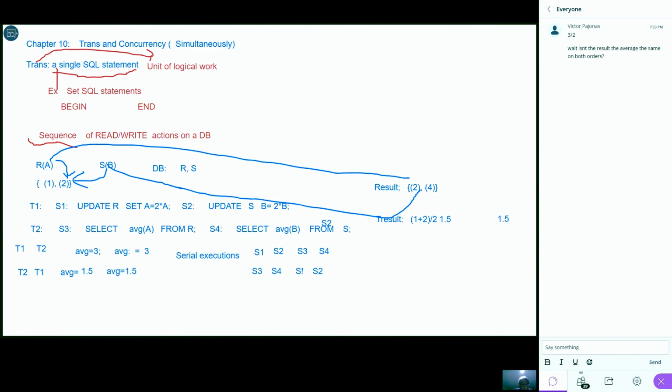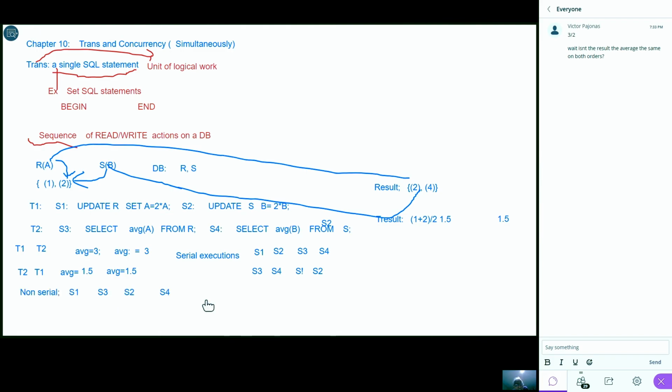We could start with S1. And really, to be serial, it should be S2. But we are going to squeeze in here S3. Then we are going to put back S2. And then we are going to have S4. Okay.